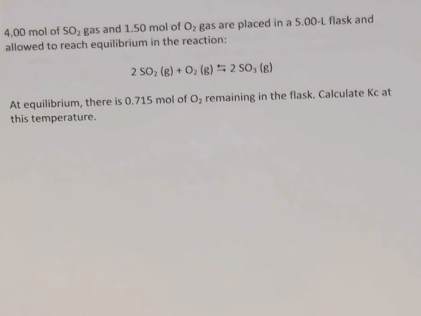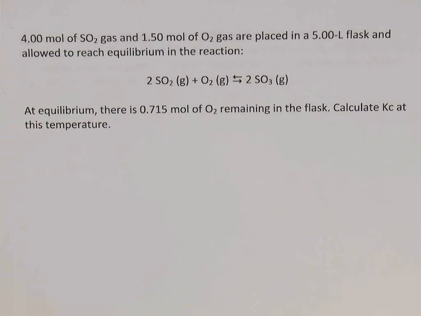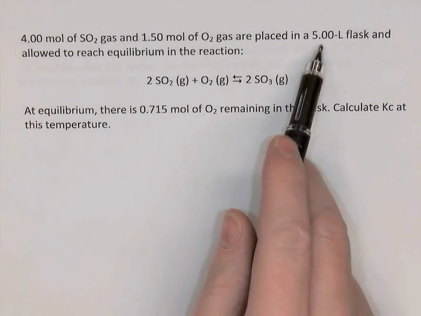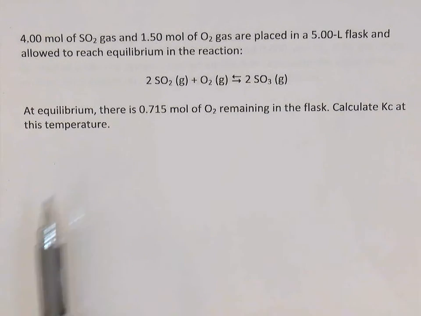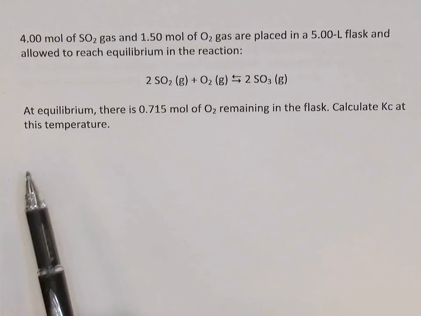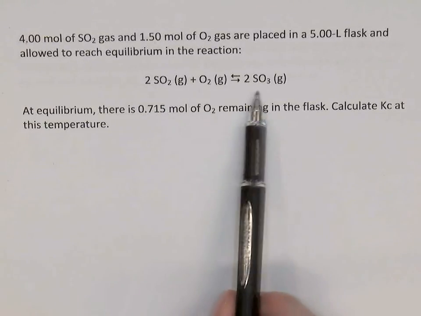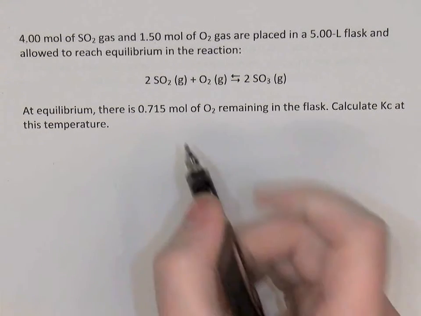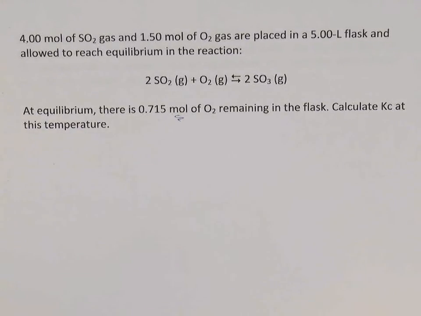The next question, again, you can pause the video whenever you like and try them on your own, rather than just watching. You've got 4 moles of SO2, 1.5 moles of oxygen in a 5-liter vessel. As soon as I see that, I'm thinking moles divided by liters to get molarity. And it was allowed to reach equilibrium here, so SO2 and oxygen make SO3. And at equilibrium, there were this many moles, and so the moles there will have to be converted to molarity as well, of oxygen in the flask. What's the value of Kc?